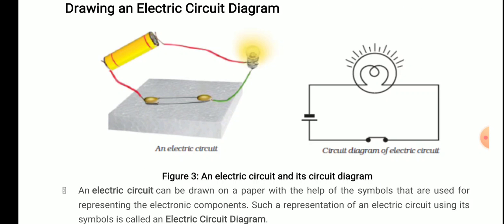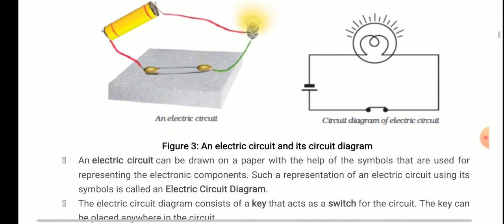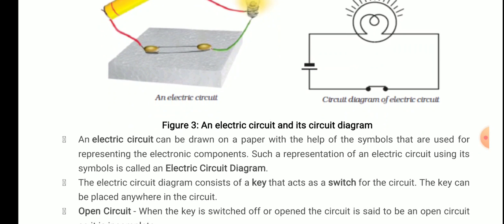An electric circuit can be drawn on paper with the help of symbols that are used for representing the electronic components. Such a representation of an electric circuit using its symbols is called an electric circuit diagram. The electric circuit diagram consists of a key that acts as a switch for the circuit, and the key can be placed anywhere in the circuit.